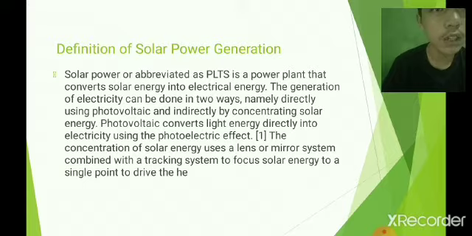indirectly by concentrating solar energy. Photovoltaic converts light energy directly into electricity using the photoelectric effect. The concentration of solar energy uses a lens or mirror system combined with a tracking system to focus solar energy to a single point to drive the heat engine.